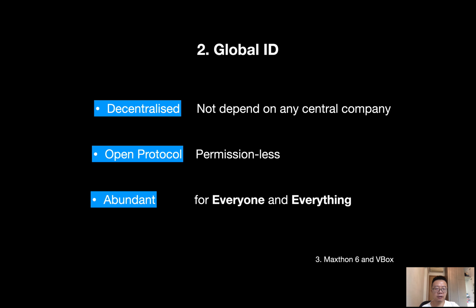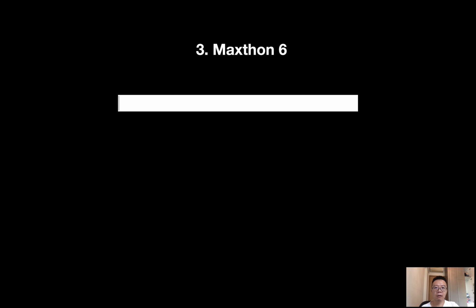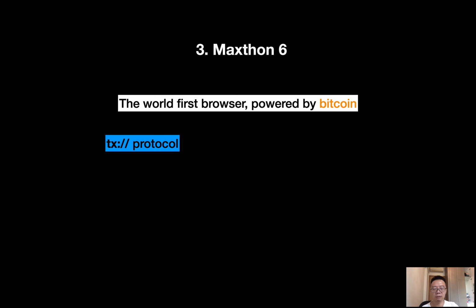Okay, let's go back to the slide. The next topic I want to share is Maxthon 6 and VBox. Let's start with Maxthon 6. Maxthon 6 is the world's first browser powered by Bitcoin. We have equipped Maxthon 6 with a lot of tools to let users get easy access to the Bitcoin blockchain. One of the tools is the TX protocol.